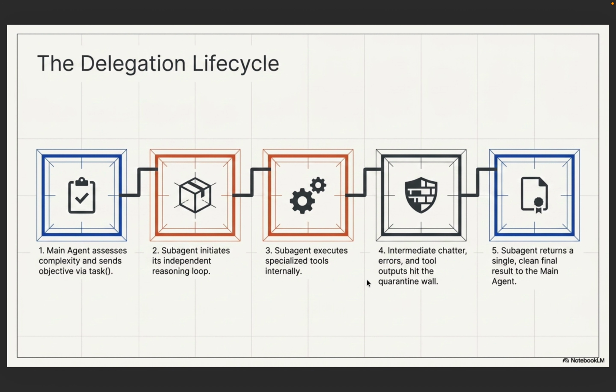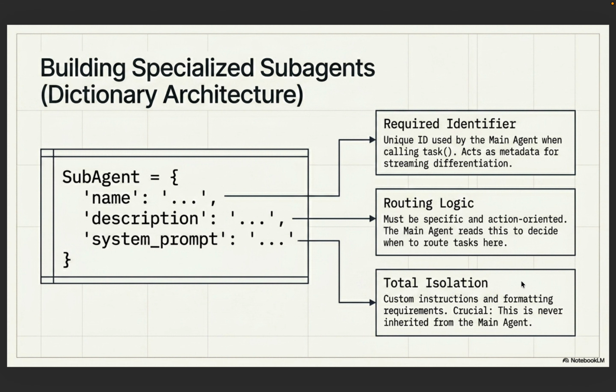So this is the entire life cycle. What happens is that the main agent assesses the complexity and sends the objective via task. The subagent initializes its independent reasoning loop. Then the subagent executes specialized tools internally. Then the fourth step: intermediate chatter, errors, and the tool output hit the quarantine wall. It will not come outside. Then the subagent returns a single clean final result to the main agent. So that is the entire life cycle.